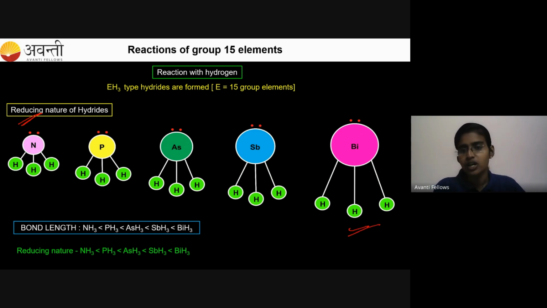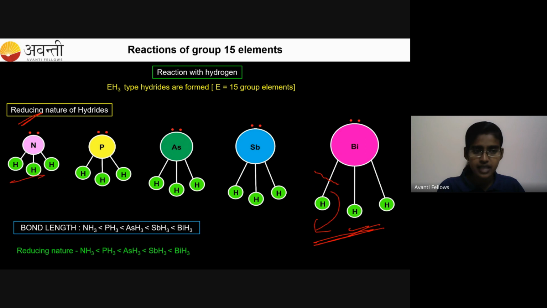Because the bond length is more. If bond length is more, bond strength is very less. So this bond can easily be broken, right? So this hydrogen can come out easily. So this is the species which is giving off its hydrogen so easily. The removal of hydrogen leads to the reducing nature of the hydride. So that's why BiH3 is more reducing.